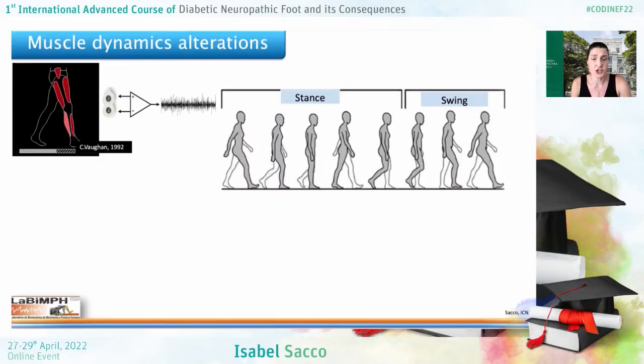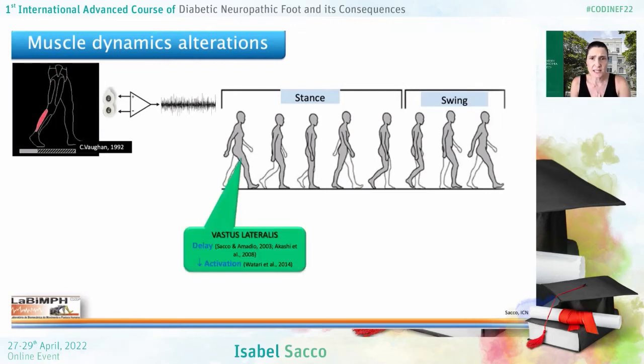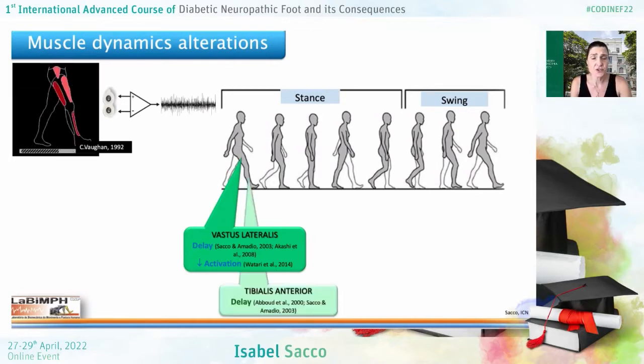EMG studies have shown improper muscle dynamics when walking. And these are some of the findings that our group has shown in the past years. The vastus lateralis, which is an important impact attenuator, presents a decreased and delayed activation at the heel strike phase. Tibialis anterior, which is also an important decelerator of the foot, has a decreased and delayed activation, which compromises the foot lowering phase, increasing the plantar pressure at the forefoot.